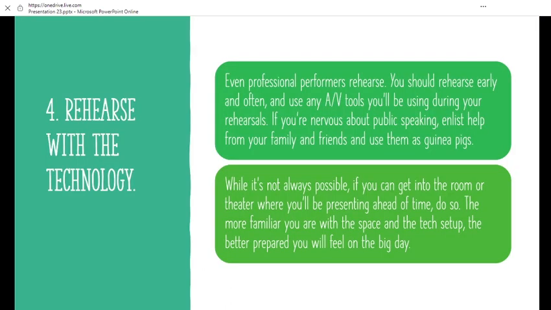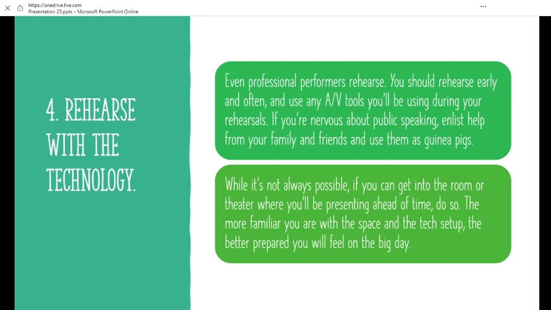The fourth one is rehearse with technology. Today, in this era of modern technology, we have plenty of options to choose from with which we need to rehearse. Even professional performers rehearse. You should rehearse early and often. Remember, only practice makes a man perfect.